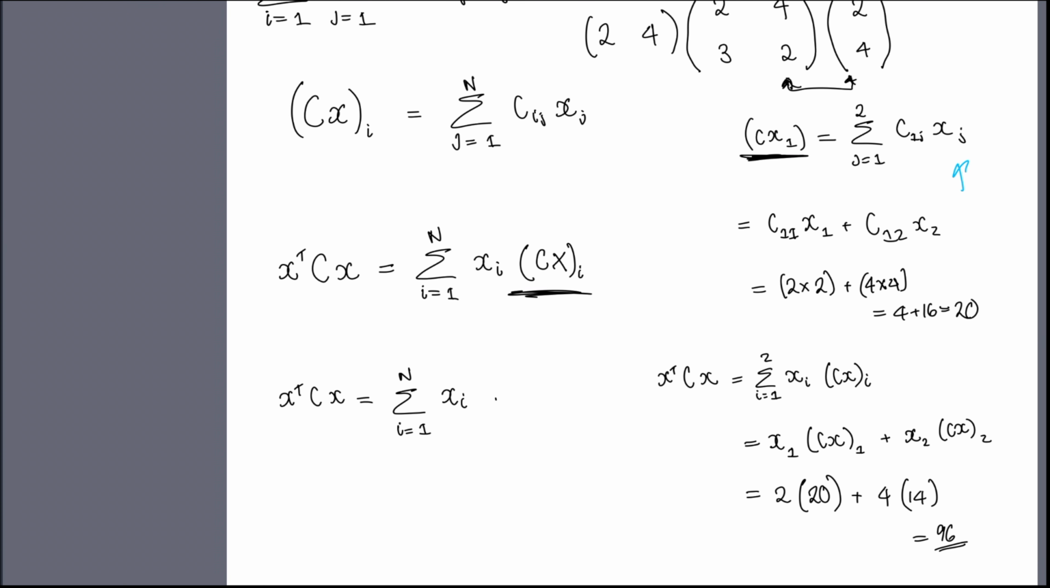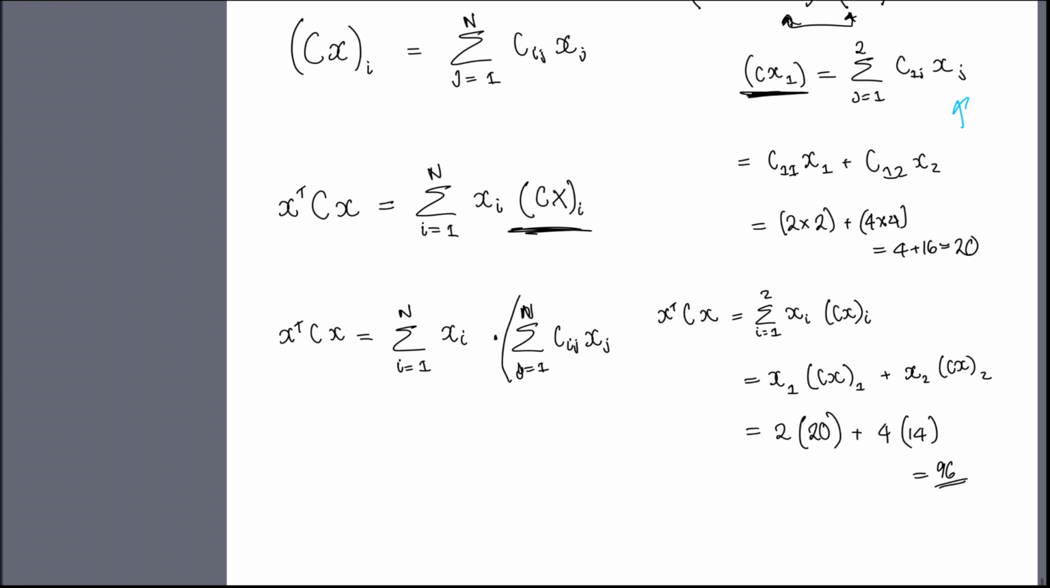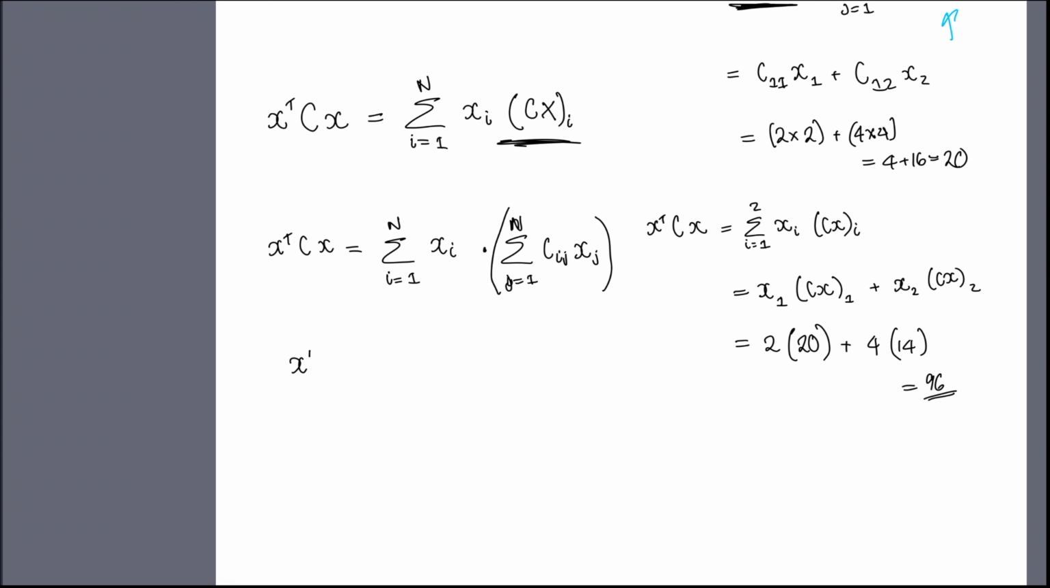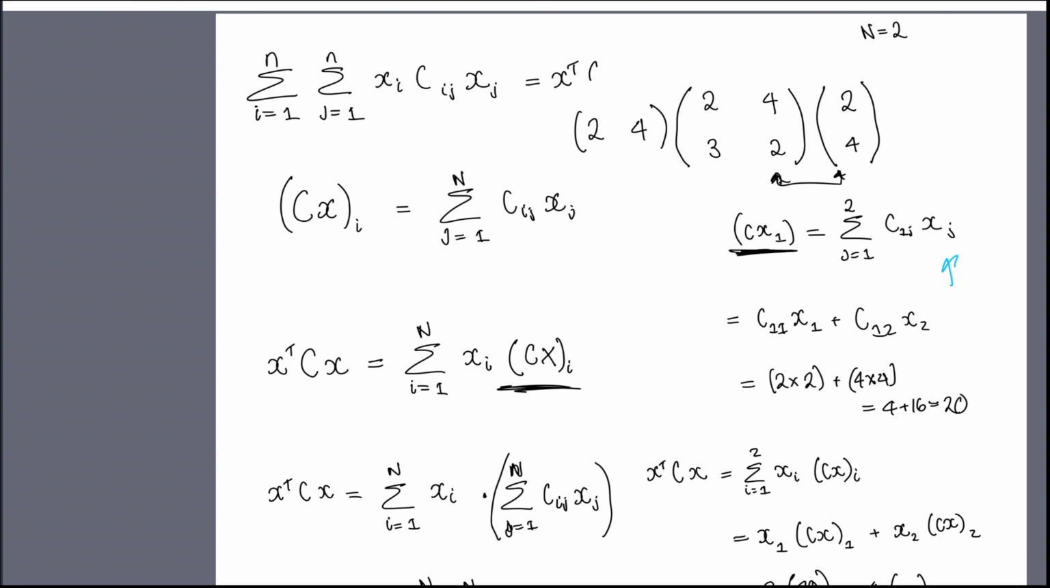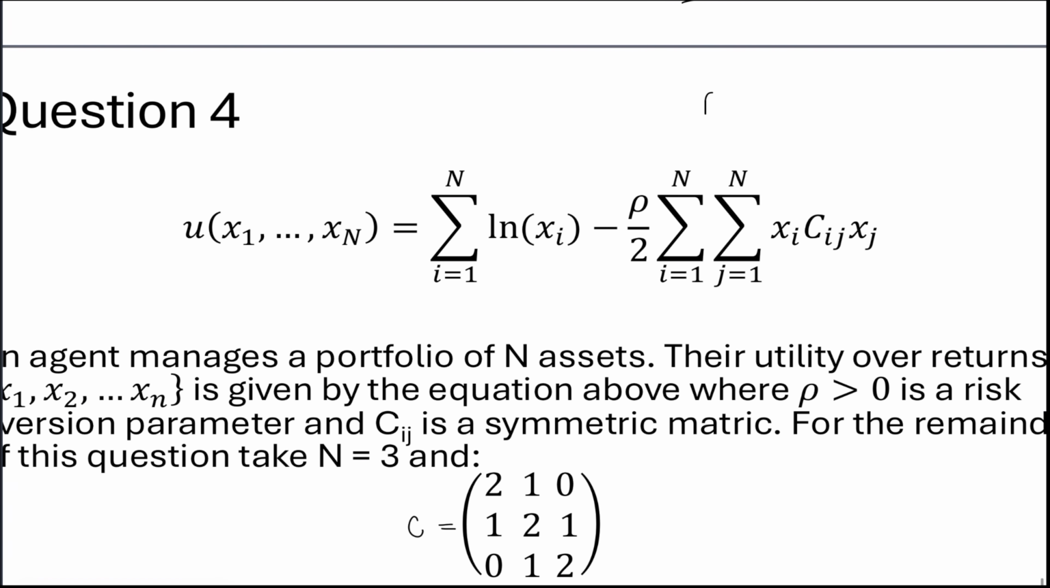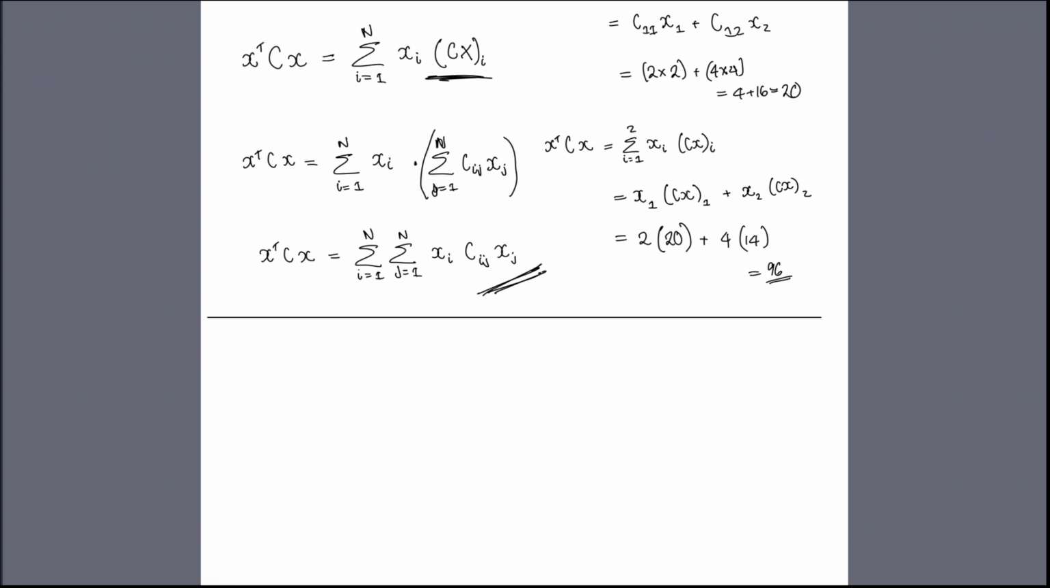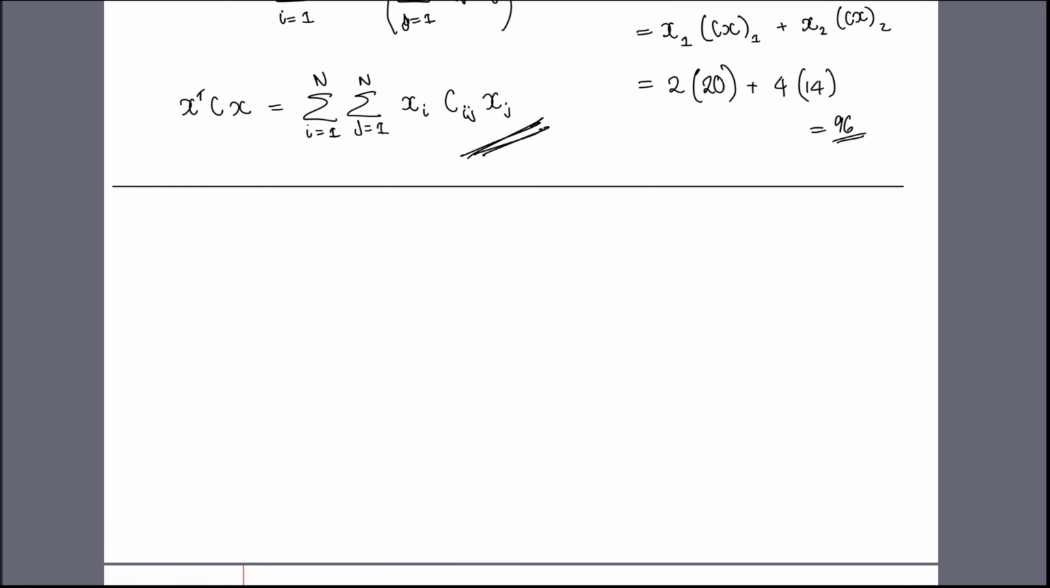So we get this sum multiplied by this sum, which we can put together as xi, cij, and xj. So what we have just shown is that this sum is just the same as doing the vector x transpose multiplied by c multiplied by the vector x, which is helpful because we now don't need to look at that sum anymore, because we know that sum is just this.